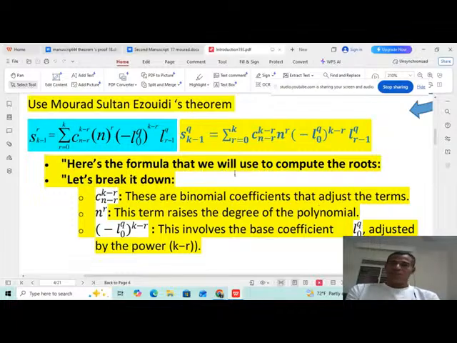Here is the formula that we will use to compute the roots. Let's break it down, we'll talk about the theorem, how it works. So we can see that combination n minus r, choose k minus r, these are binomial coefficients that adjust the terms. N raised to the power r, this term raises the degree of the polynomial, okay? And let's say this term, the base coefficient, negative L0 for the Q raised to the power k minus r, this involves the base coefficient, okay? L0 for the Q adjusted by the power k minus r, okay?